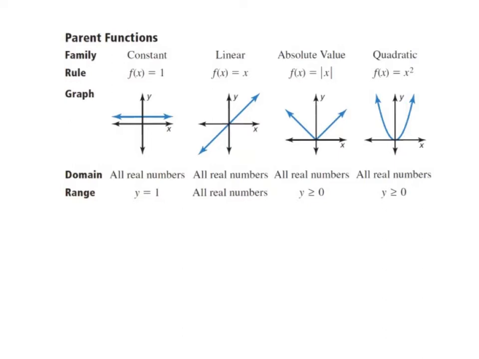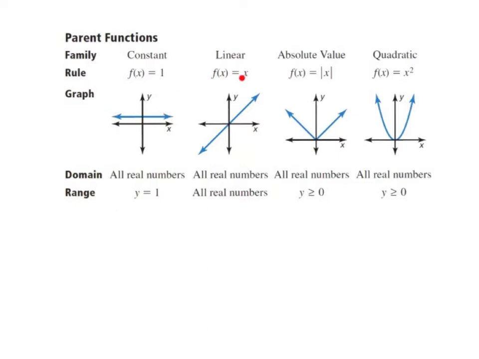So let's look at our 4 functions. These are the parent functions, okay? F of x is just some number. It doesn't have to be 1. It could be 1, 2, 3, 4, -1, -2. That's a constant. Y is always the same thing. Remember, this f of x just means y equals 1. Y is always 1. That's how it looks.